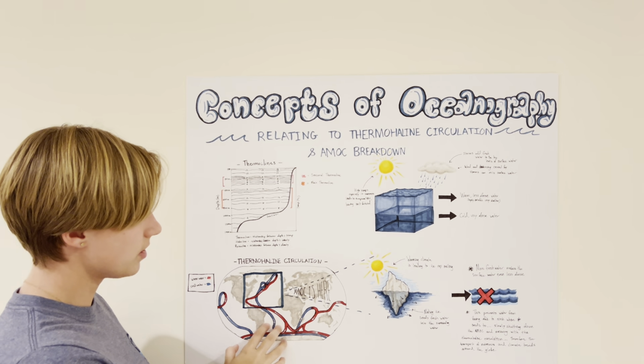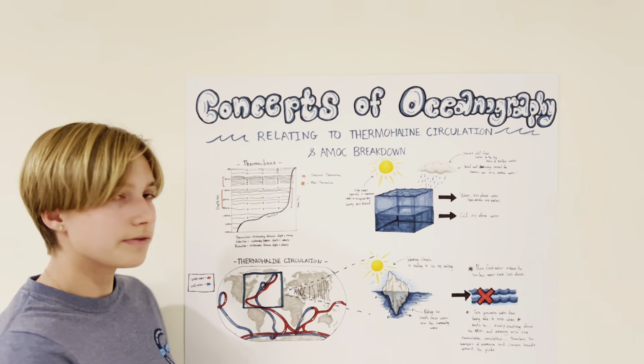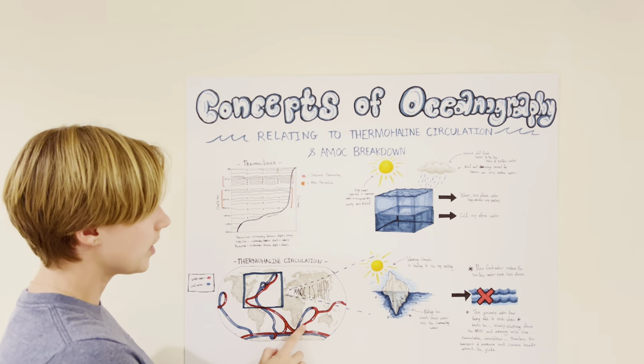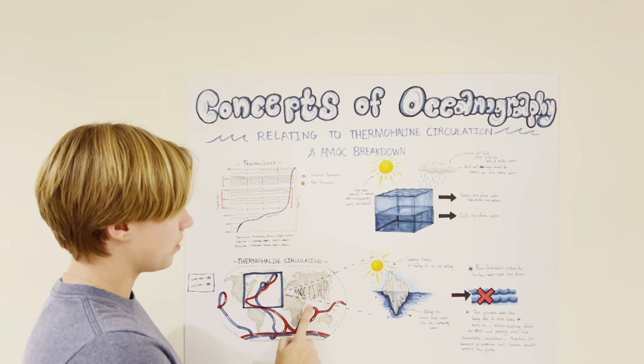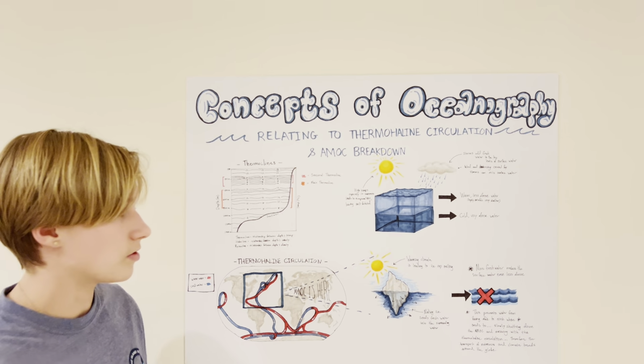Then this water sinks. It's full of nutrients and highly saline. Once you come to the equator again, we have what we call upwelling. So the water is brought back to the surface and moves nutrients around the globe.